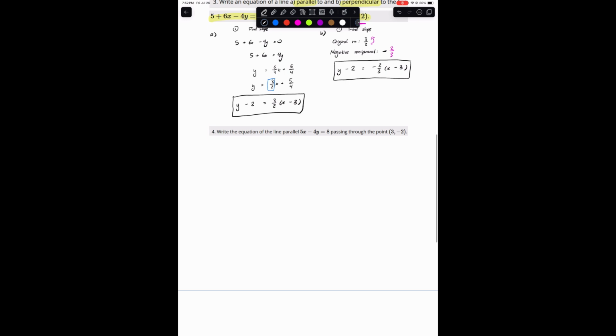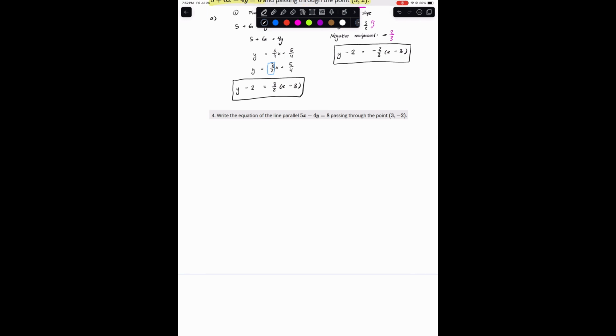Now, question 4, right, is to write the equation of a line that goes through this point and is parallel to this line. So again, parallel, right? Parallel means same slope. Our first step, right, is to find a slope. Our second step will be to plug in the point, and we'll be done. So step 1, find slope.